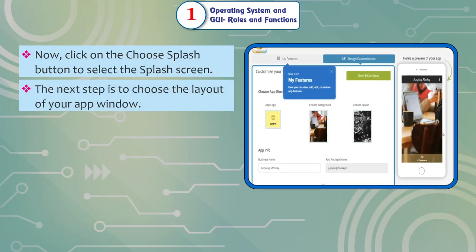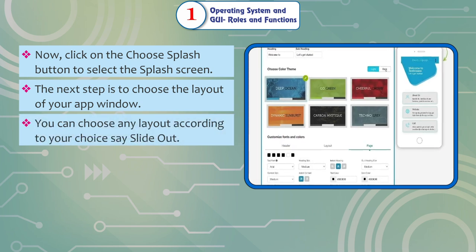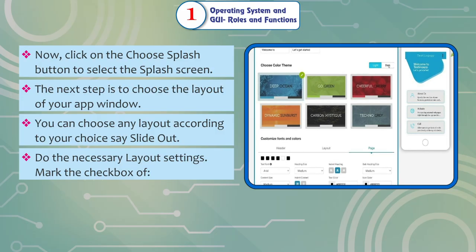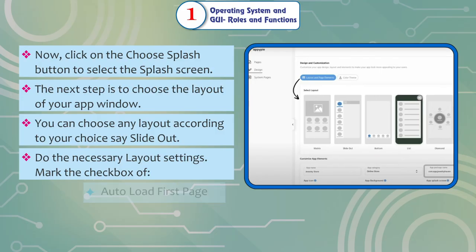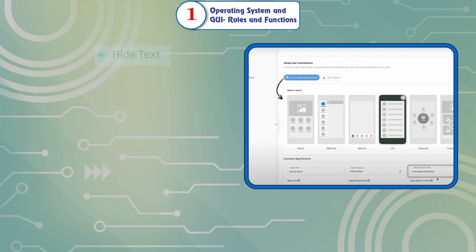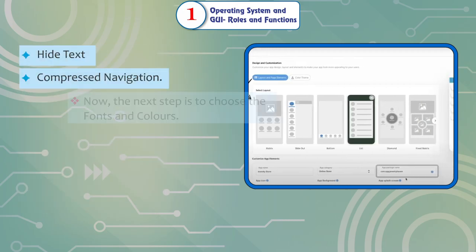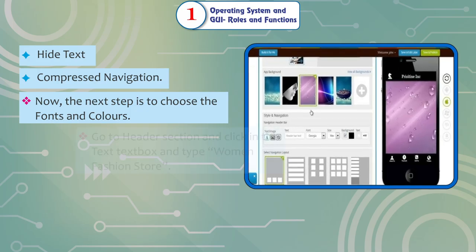The next step is to choose the layout of your app window. You can choose any layout according to your choice, say slide out. Do the necessary layout settings. Mark the checkbox of Auto Load First Page, Hide Text, Compressed Navigation. Now the next step is to choose the fonts and colors.